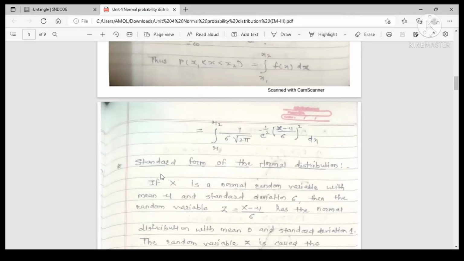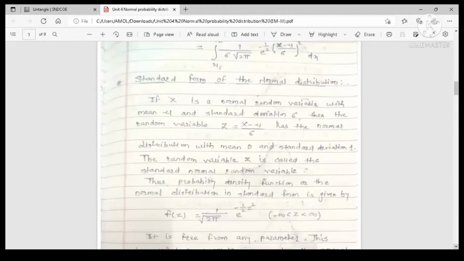Now, the standard form of the normal distribution. What is the standard form of normal distribution? If X is a normal random variable with mean mu and standard deviation sigma, then the random variable Z = (X minus mu)/sigma has the normal distribution with mean 0 and standard deviation 1. And the random variable Z is called the standard normal random variable.